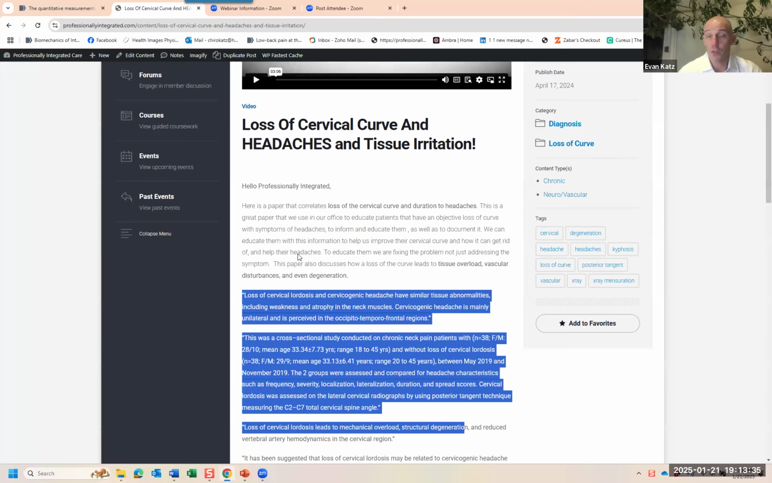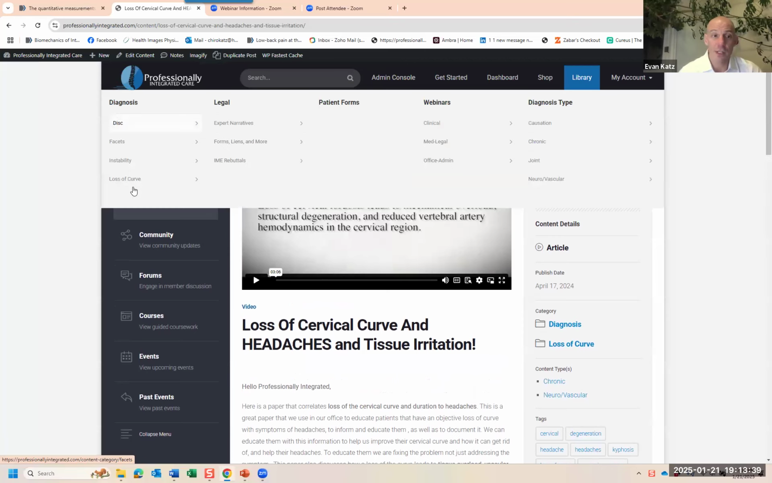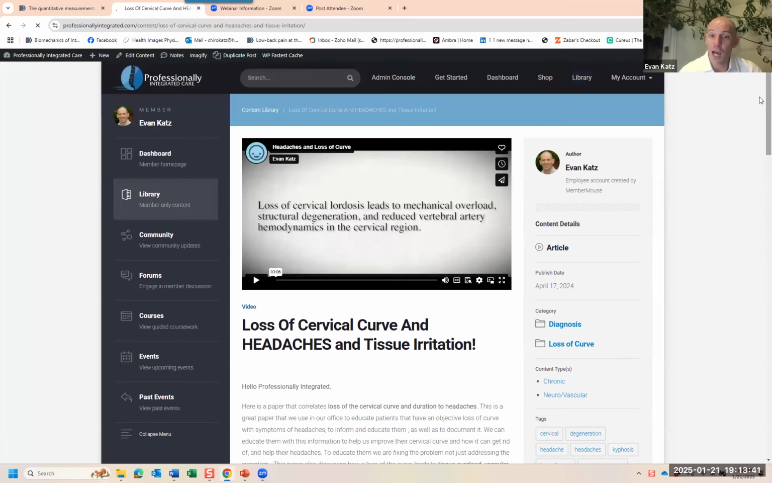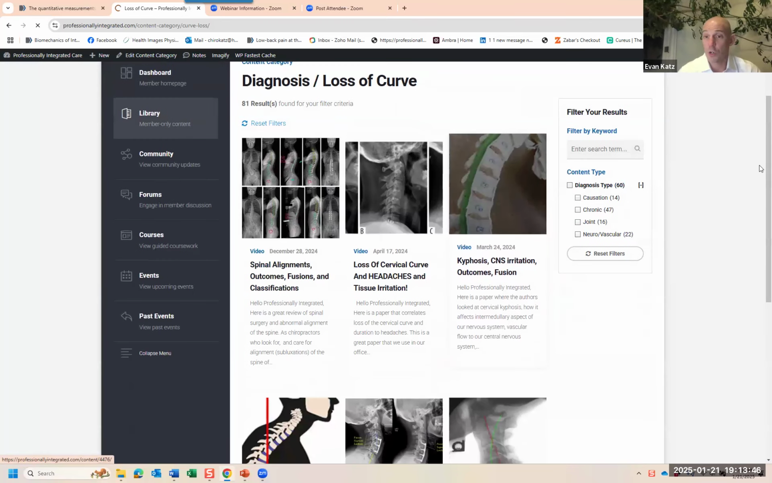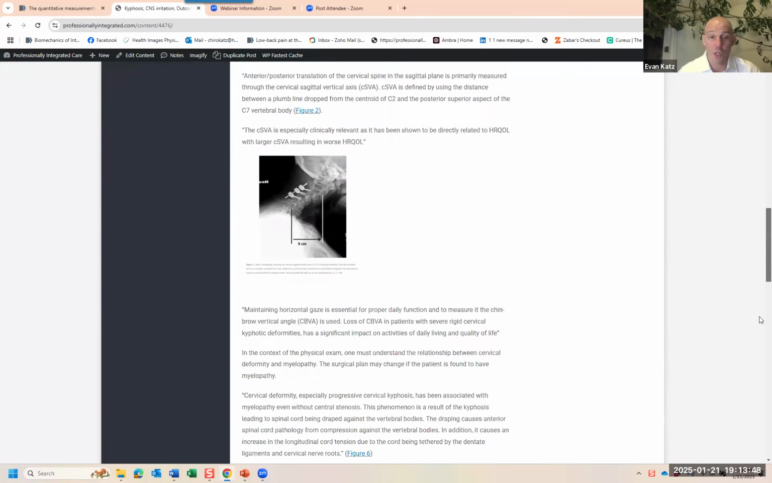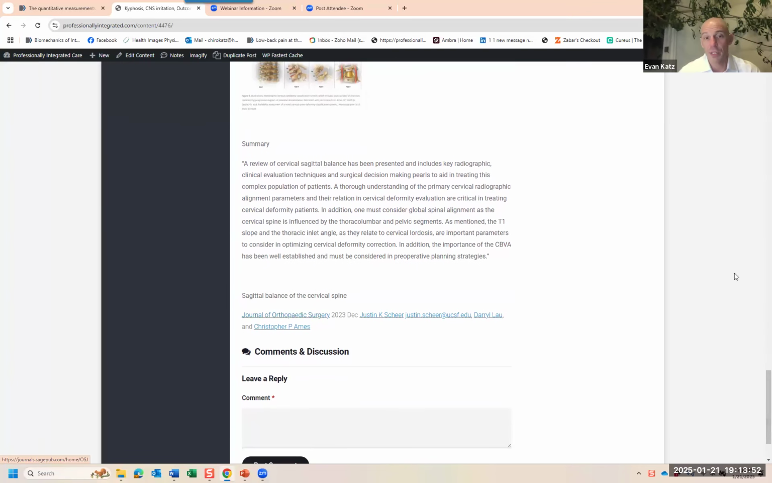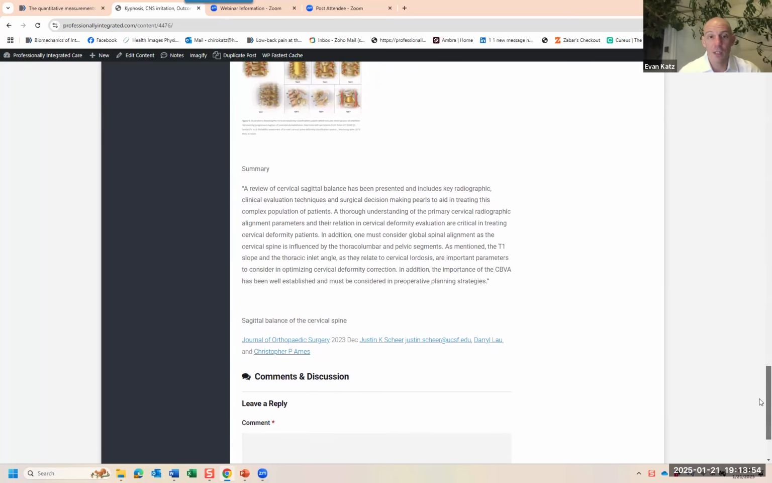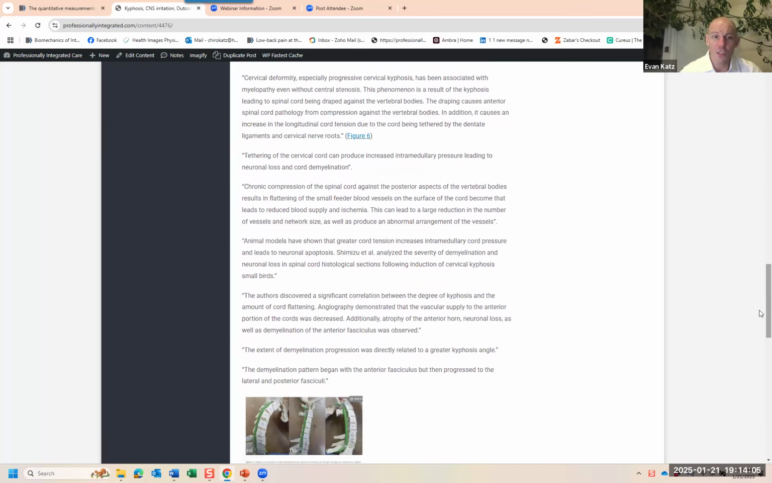And I'm like, look, I totally understand they say that. However, there's really no truth to that. What we do see is loss of cervical curve. There's a lot of evidence here, Mary, that it's dramatically linked to central nervous system irritation. There's a diagnosis code. Here's a paper published in the Journal of Orthopedic Surgery. Look what they say: cervical sagittal balance is presented and includes key radiographic clinical evaluation techniques and surgical decision making. They want to do surgery on your neck. Look what it does to your neck.